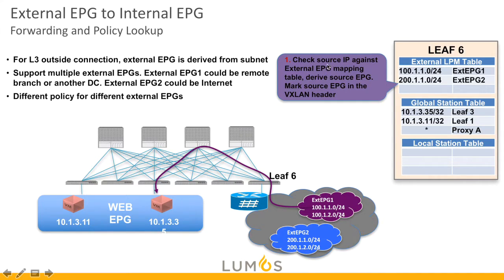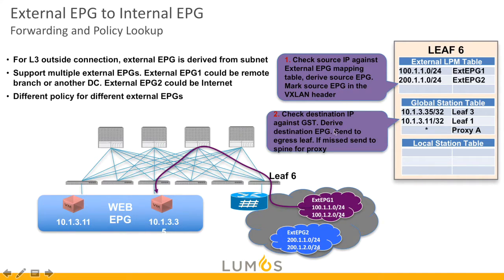When a packet comes in, we check the source IP address against external EPG mapping and derive the source EPG. We mark the source EPG in the VXLAN header. Step number 2, we check destination IP address in the global station table. We derive the destination IP and then send it to the egress leaf. If missed, we send it to the spine for the proxy. So the proxies know all.